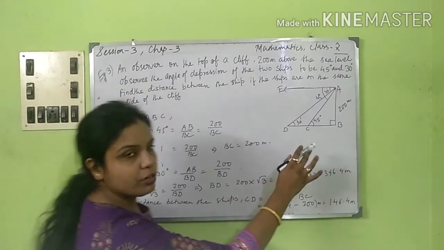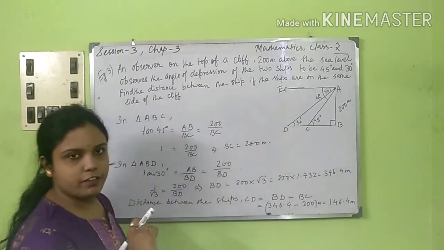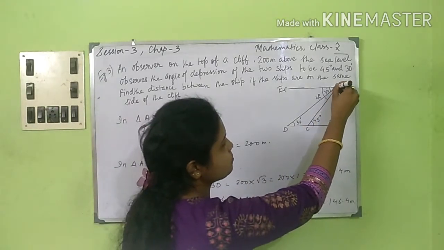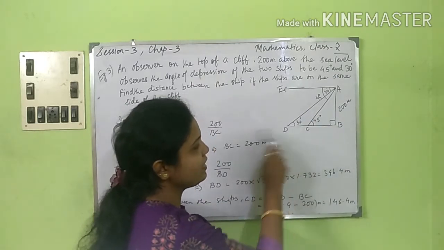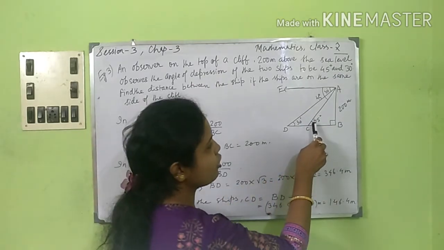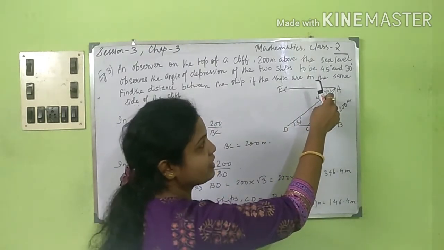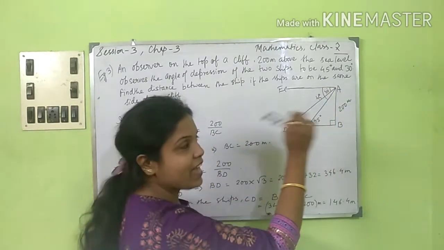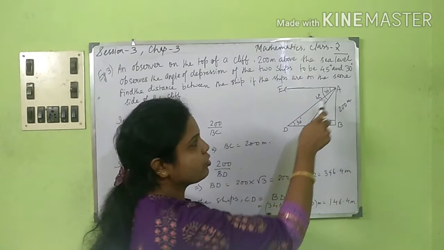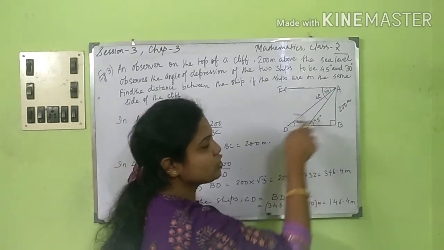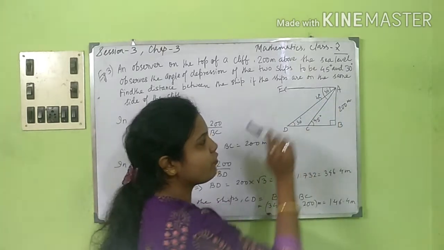Now as for the diagram, you can see I have drawn AB as the cliff, and the person is at this position A. Now he is looking down at the two ships at positions C and D. So it is making angles of 45 degree and 30 degree, and these are the angles of depression. That means this person is looking down, and the angles at which he or she is seeing the two ships are 30 degree and 45 degree.